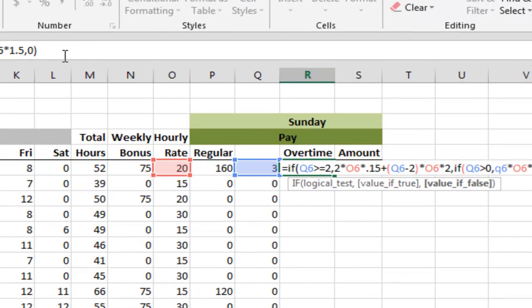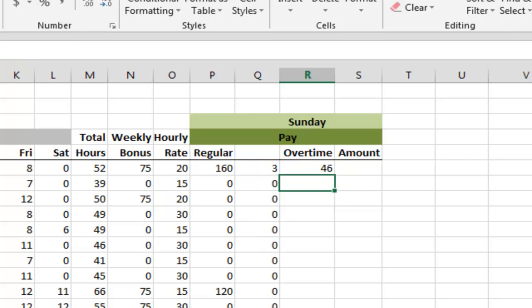And do I need a second one? And I need a second one. Well, okay. And there's close parentheses, right? Right. Let's try that. Okay. And that looks pretty good. Okay. And so then the amount would simply be regular plus overtime.